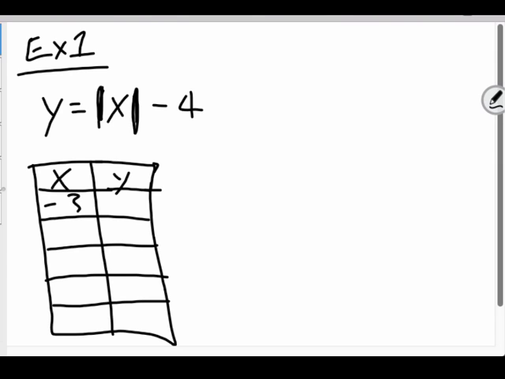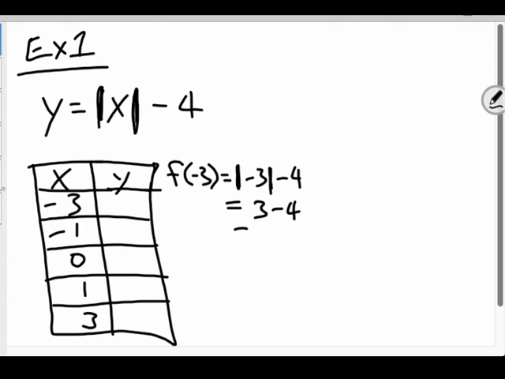I'll just do -3, -1, 0, 1, and 3. Now, I'm going to say f of -3 is equal to the absolute value of -3 minus 4. What's the absolute value of -3? 3. And what's 3 minus 4? -1. So when x equals -3, y equals -1. Does that make sense? Yep.